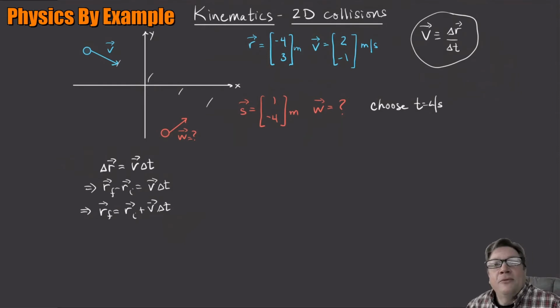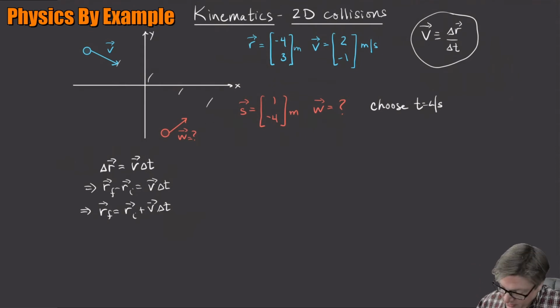What does it mean for one thing to intercept another? What it means is that they're both in the same place. So here's our condition. R final for the blue object is going to be the same as the R final for the red object. When one intercepts the other, they're both at the same position. So I'm going to set those things equal to each other.